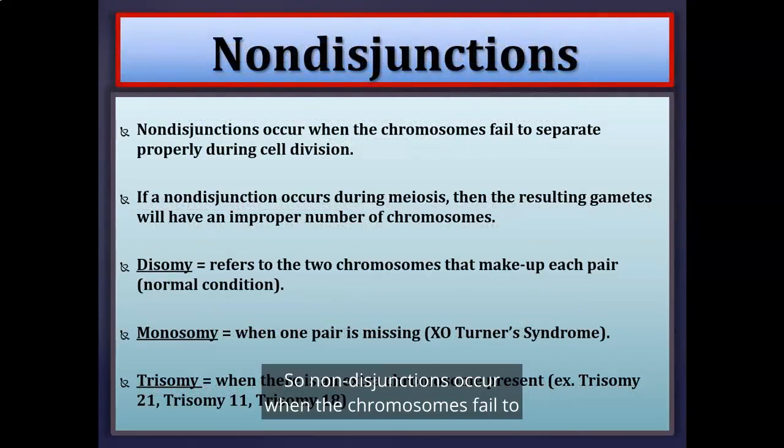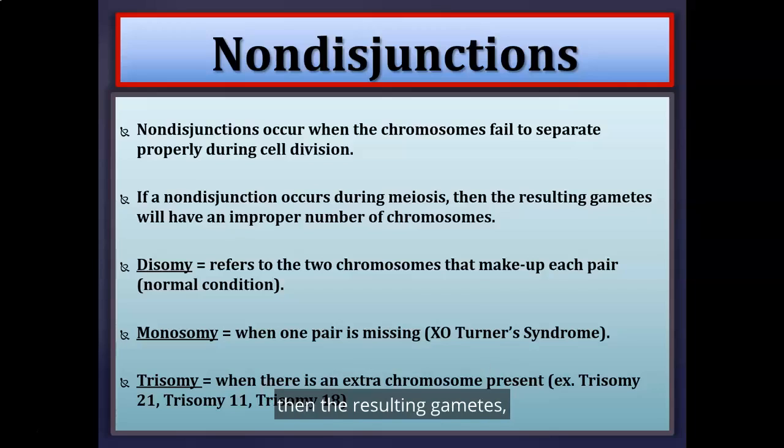All right, so non-disjunctions occur when the chromosomes fail to separate properly during cell division, during anaphase. So if a non-disjunction occurs during meiosis, then the resulting gametes, egg cells or sperm cells, will have an improper number of chromosomes. So the standard condition, what you see in a typical human, is a disomy. So you break up that word, di means 2, somy means chromosomes. So that's the standard or normal condition. So you have 22 pairs of autosomes and then 1 pair of sex chromosomes.